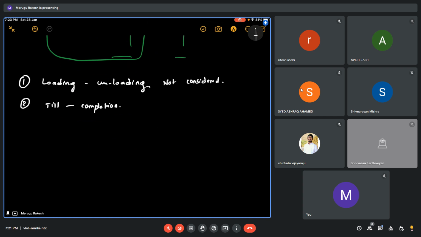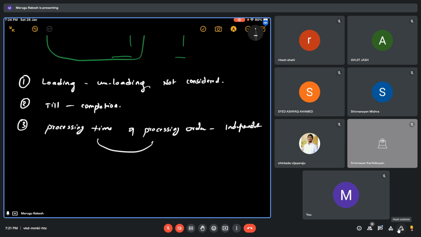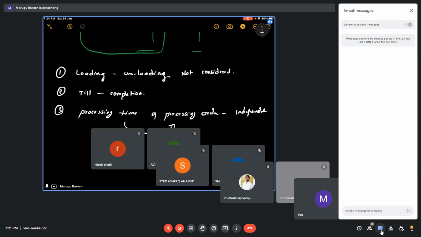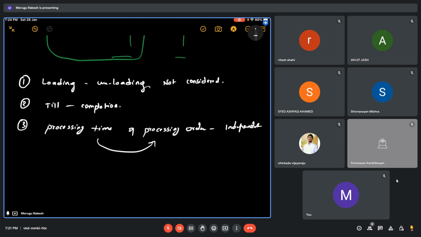So the third one is that processing time and processing order are independent. There is no restriction binding you in order to relate these two things. So you have a free time, you have independence in choosing the processing time. You don't have to worry about the processing order or vice versa.